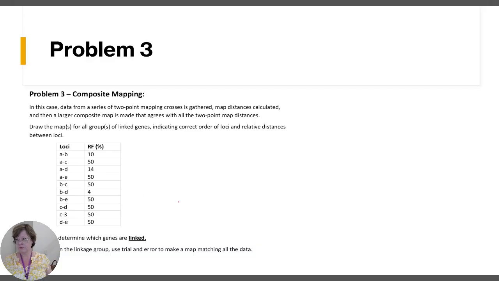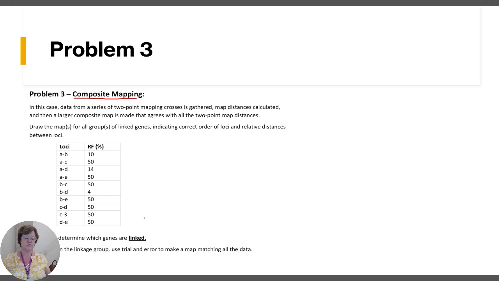Okay, now on problem 3, this is a composite mapping. Let's say that you have already calculated a series of 2-point mapping distances using the method we were just doing in the previous examples. And then you're going to composite all of these pieces of data together into a single map, or maybe more than one map.